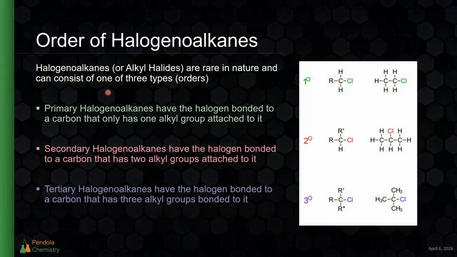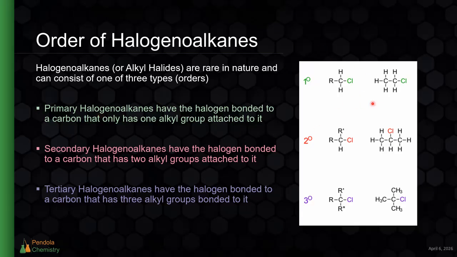So, in order to talk about halogenoalkanes, we first need to discuss the order of the halogenoalkanes. The order of halogenoalkanes is basically the same as when we looked at the order of carbocations. When we talk about halogenoalkanes, which are also sometimes called alkyl halides, so these 2 words are interchangeable, we are going to look at one of 3 types of orders for the halogenoalkanes.